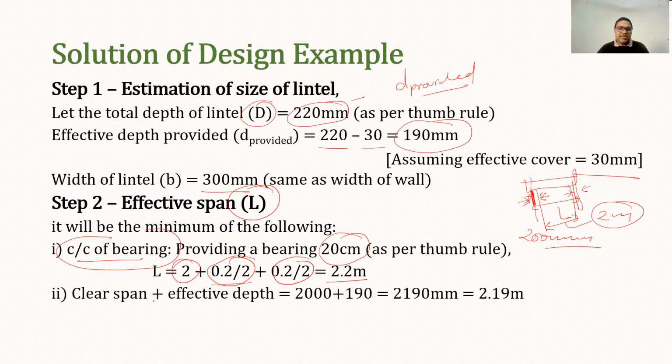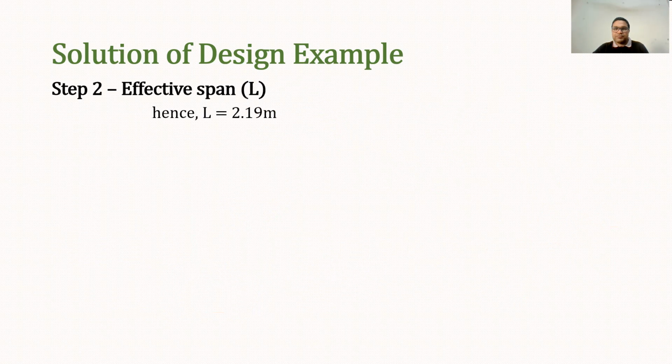Second aspect is clear span plus effective depth. So effective depth we have already calculated in step 1, which is 190 mm, and clear span is basically the width of opening, which is 2000 mm. So adding this we get the value of L as 2.19. So here we have two values of L. One is this one and the second one is this one. So minimum of this will be adopted as the value of capital L, and the minimum value is this one. So therefore the value of L is 2.19 meter.